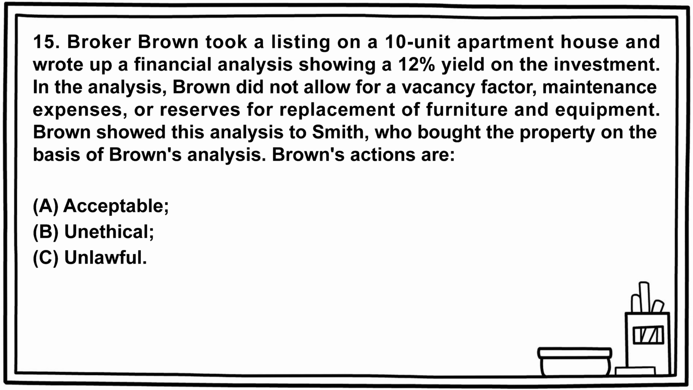15. Broker Brown took a listing on a 10-unit apartment house and wrote up a financial analysis showing a 12% yield on the investment. In the analysis, Brown did not allow for a vacancy factor, maintenance expenses, or reserves for replacement of furniture and equipment. Brown showed this analysis to Smith, who bought the property on the basis of Brown's analysis. Brown's actions are: A. Acceptable. B. Unethical. C. Unlawful.